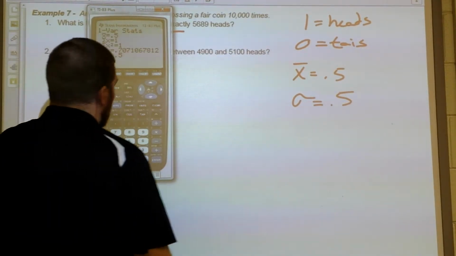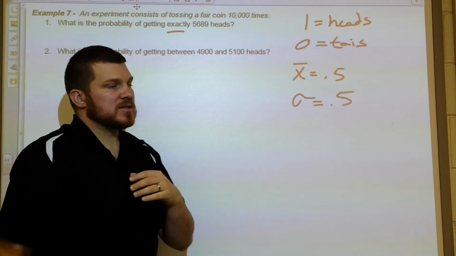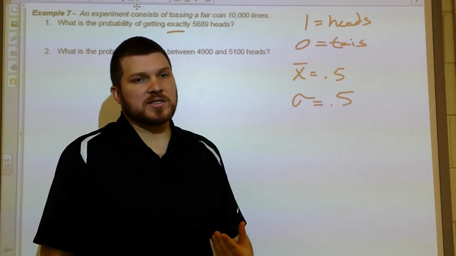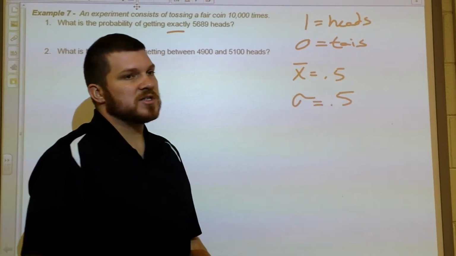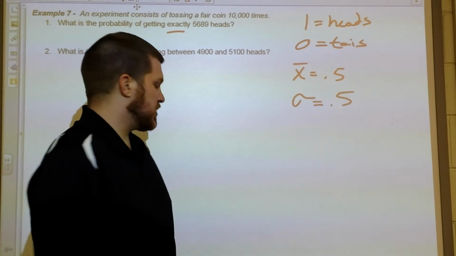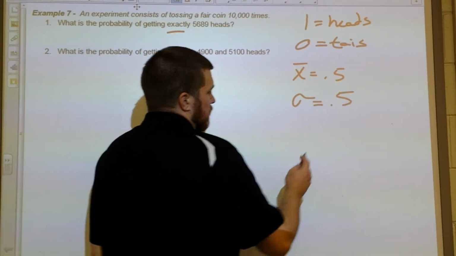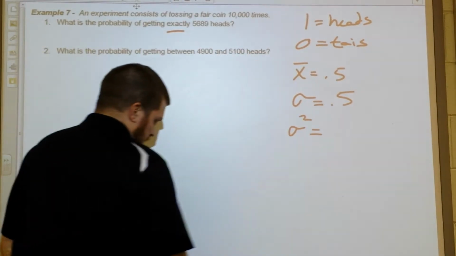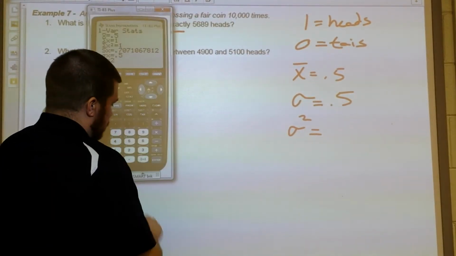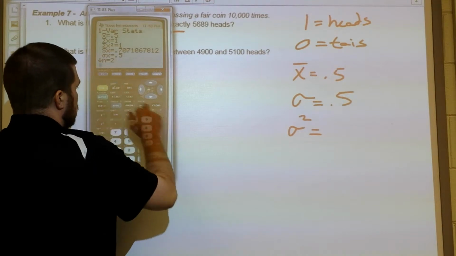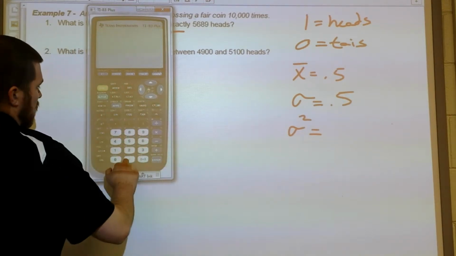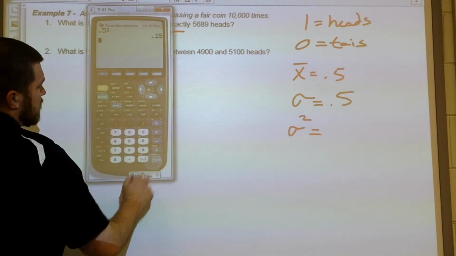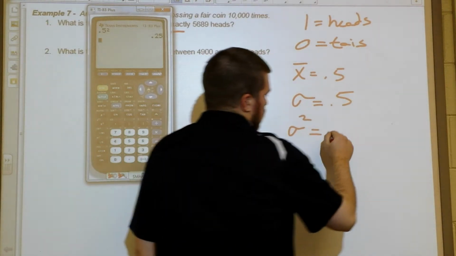What you should know from a previous class is that there's something called the variance that you can calculate directly from the standard deviation. The variance is just another measure of spread, and it is just sigma squared. So to find the variance, we take that 0.5 and square it. We get 0.25. So the variance is 0.25.